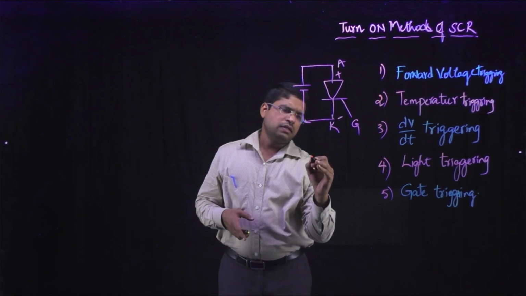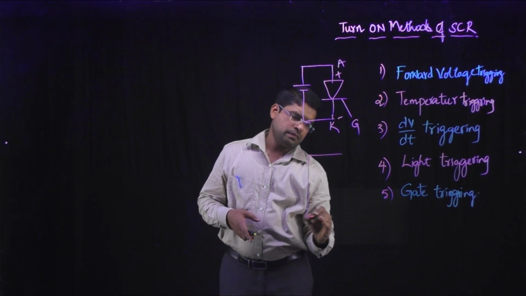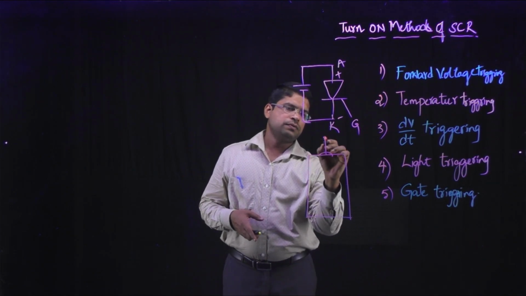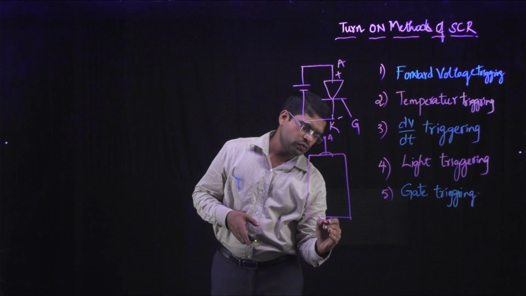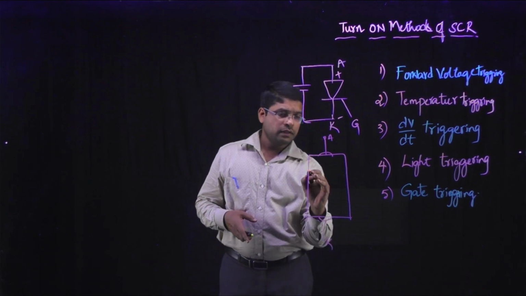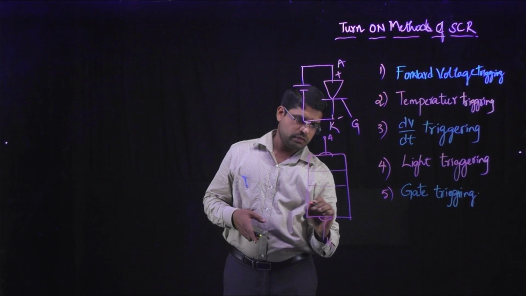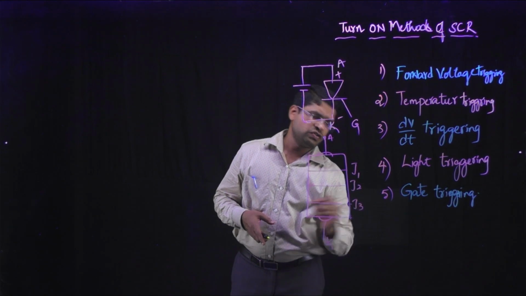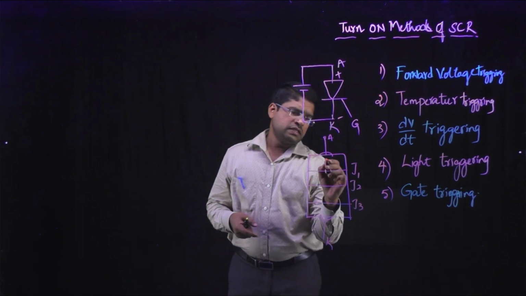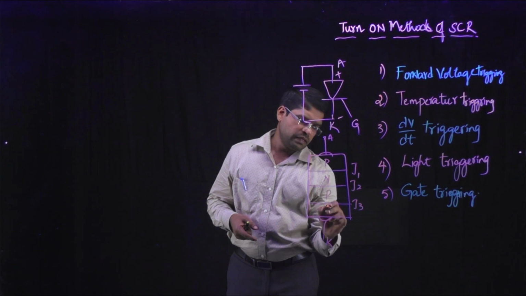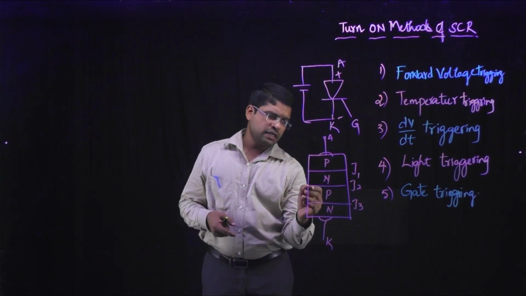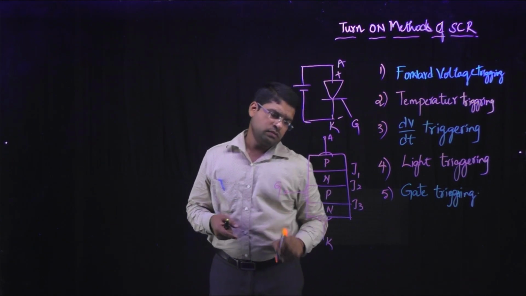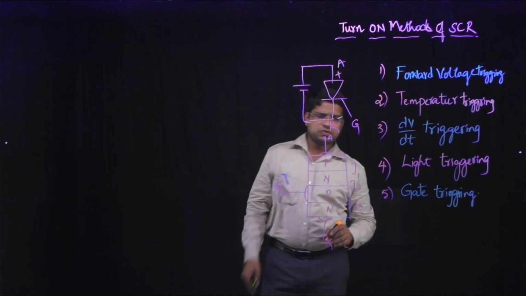Let us see the internal structure of an SCR. This is the anode electrode and this is the cathode electrode. There are three junctions: let us assume this one as junction J1, this is junction J2 and this is junction J3. These are the P layer, N layer, P layer and N layer, and there is a gate terminal connected to the inner P layer.